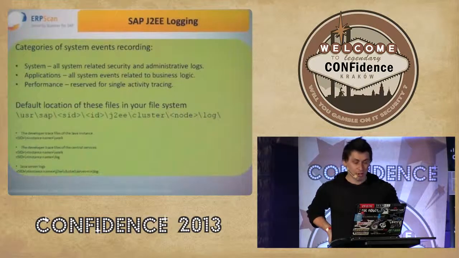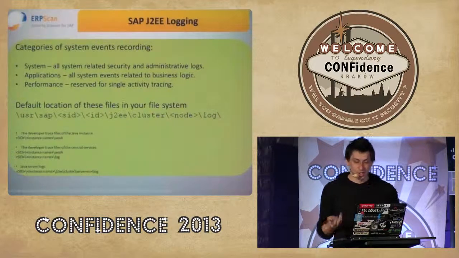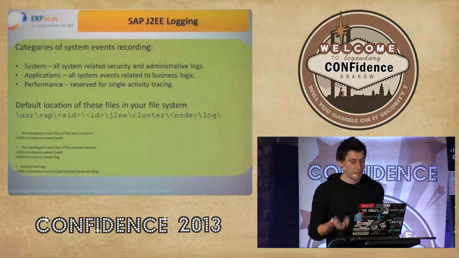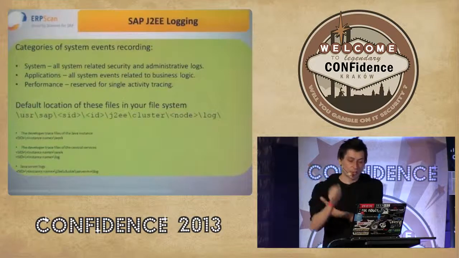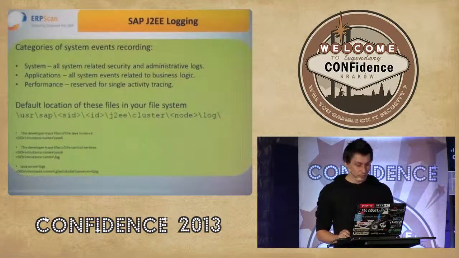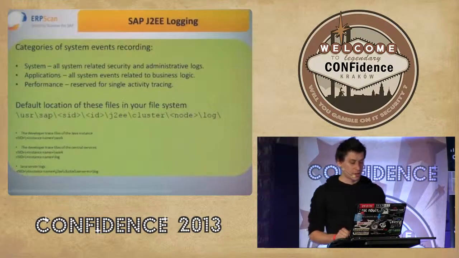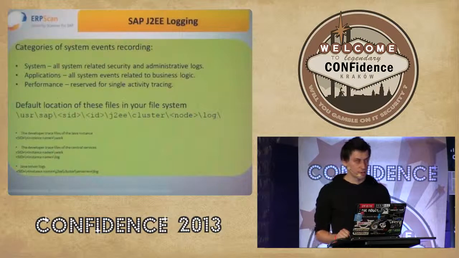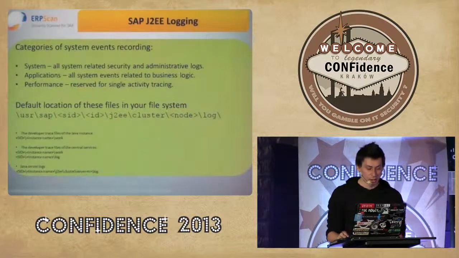So we can consider three categories of system event recording. System: all system related security and administrative logs. Application: all system events related to business logic. And finally, performance, reserved for single activity tracking. All these logs you can find in the default location of this file in your systems. Also, you can find some developer trace files.